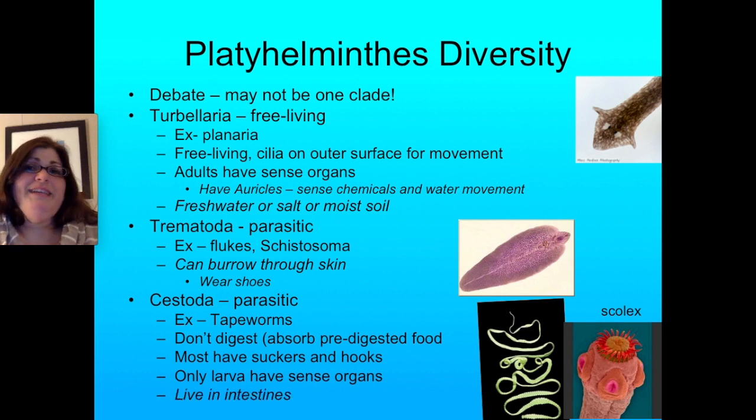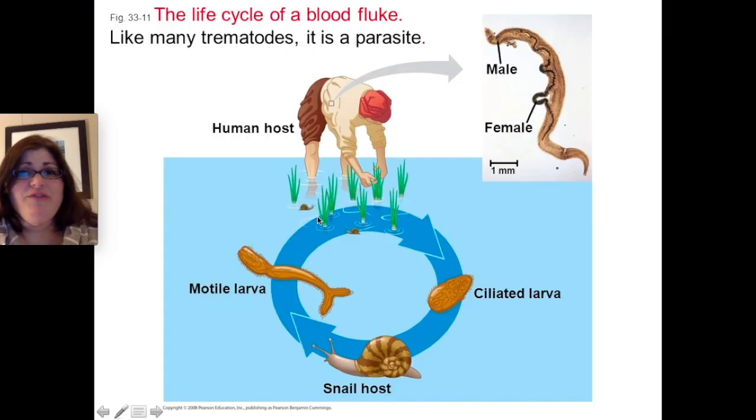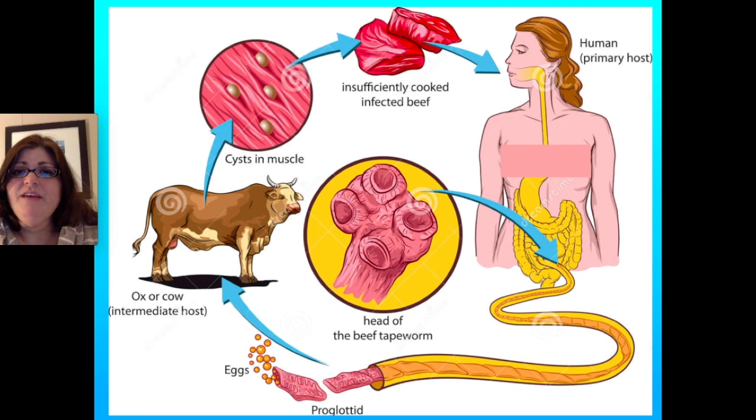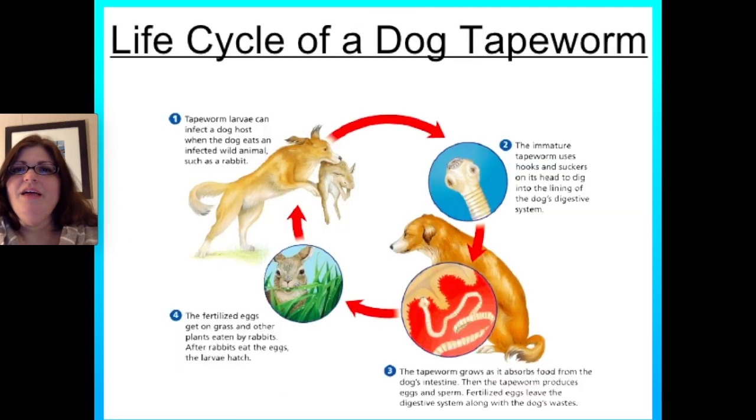As we look at some examples of these, here we have trematodes. They're the ones that can burrow through your skin. You might get a tapeworm through eating infected meat. And so if we don't cook our meat, we have the potential of getting it into our bodies, and then once it's there, it can grow into a tapeworm. Dogs also can get it. They would get it from handling wildlife that's infected.